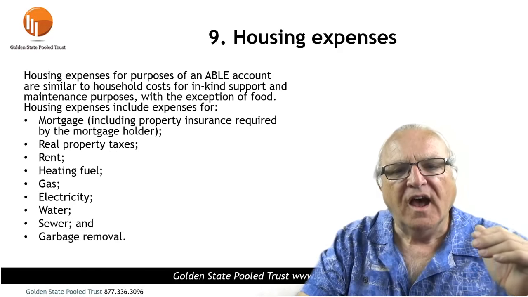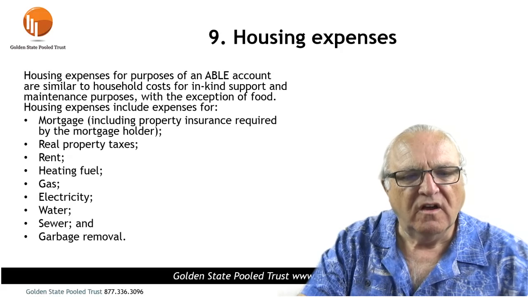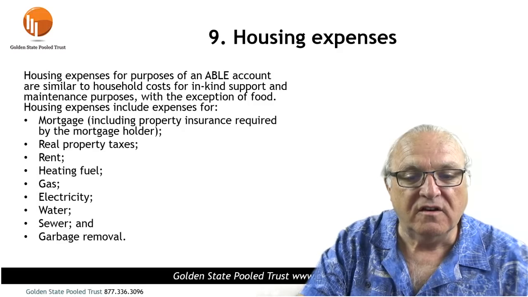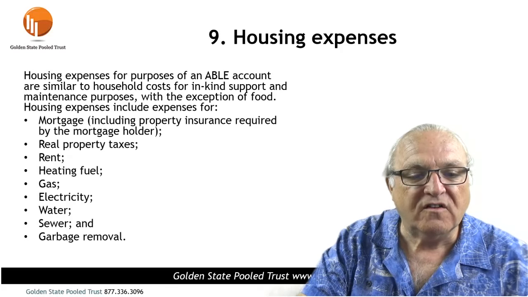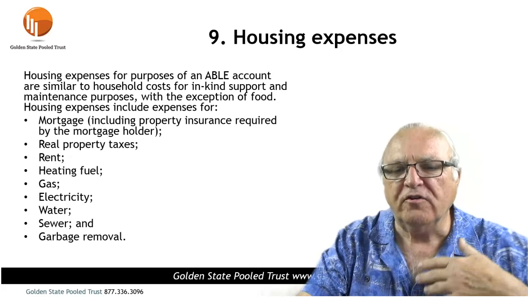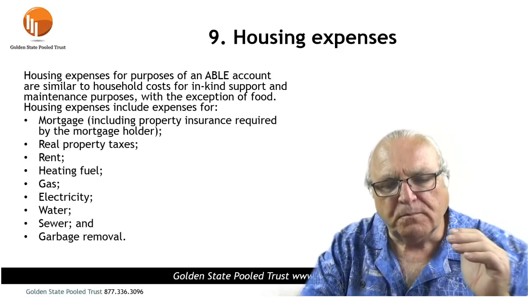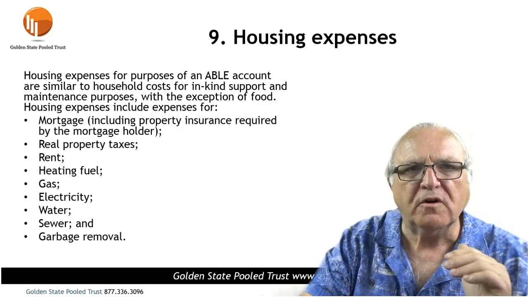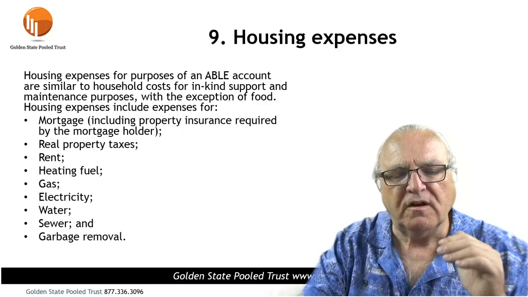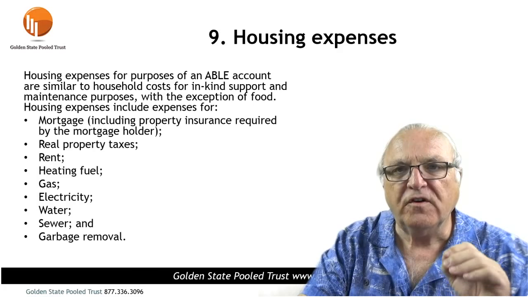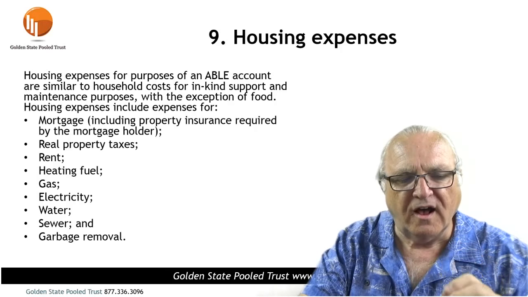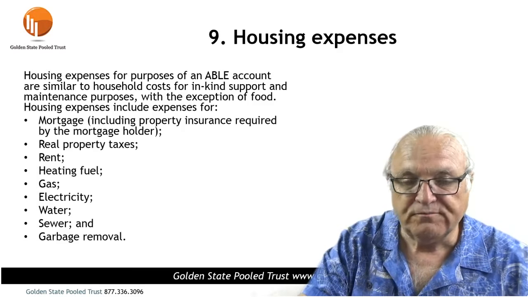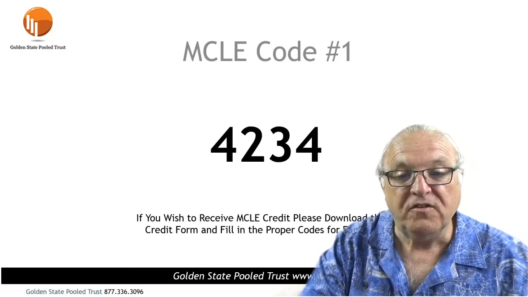So now for housing expenses here, for the purpose of ABLE accounts, they're similar to household costs and in-kind support and maintenance, with the exception of food. So as we all know, there's 10 ISM items, but for the purpose of housing, there's only 9. And we're going to have a whole section where we're going to cover housing in a bit. But as we're going to see, the benefit for SSI beneficiaries for housing here is a huge benefit for using ABLE accounts.